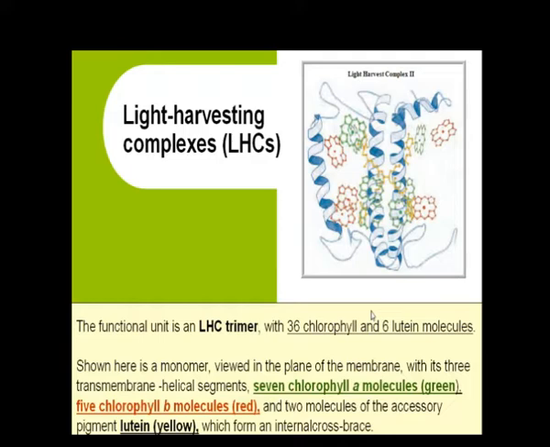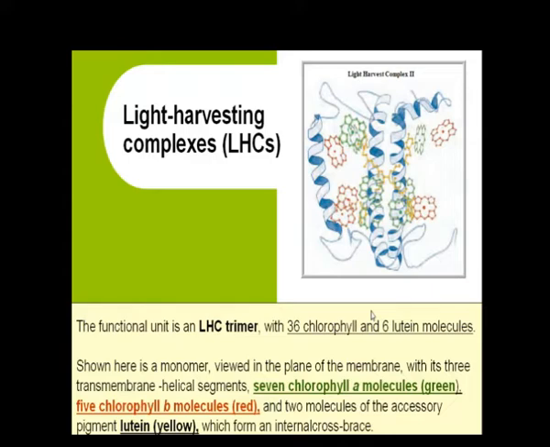This is just an example: this light harvesting complex is a trimer with 36 chlorophyll and 6 lutein molecules. Lutein is nothing but xanthophyll. Carotenoids are made up of carotenes and xanthophyll. Now, 36 and 6. If it's a trimer, you divide by 3. You get 12 chlorophyll, and 6 divided by 3 gives 2 lutein.